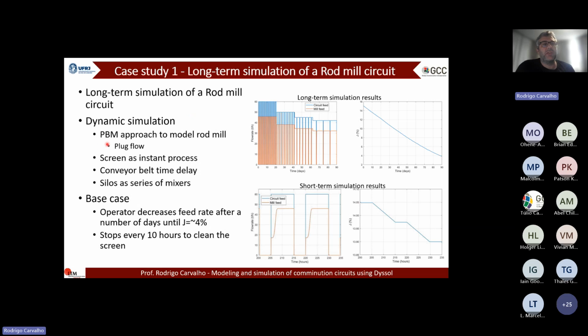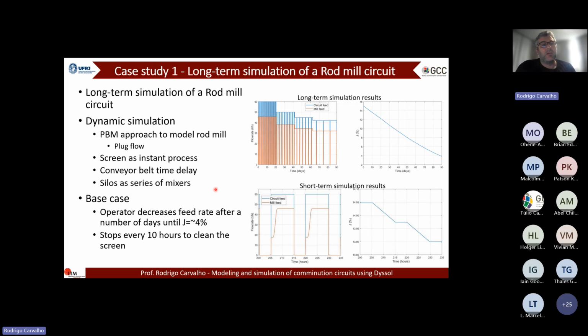For that, we considered the population balance approach to model the rod mill, considering plug flow. So basically the material is being ground as in a batch process. The duration of the batch process is the residence time of the material inside the mill. The screen is modeled as an instant process, just a partition curve that can change with time. The dynamic aspect is placed on a model that correlates the screen performance with time and moisture, which can fluctuate. The conveyor belt considers the transport time delay, and the silos are modeled as a series of mixers.